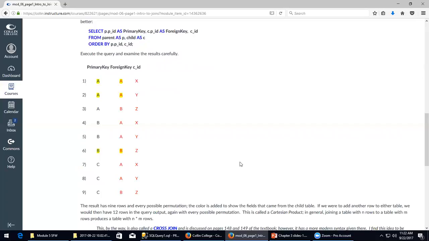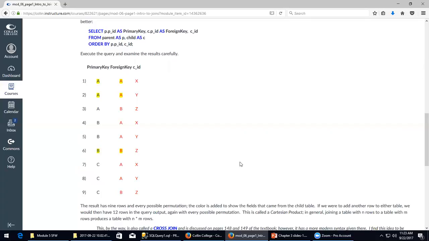All of the combinations. Every combination it could make. So I noticed that I got parent key A combined with every possible record in the child. Parent key B, 1, 2, 3 of those, combined with every possible child key, and parent key C combined with every possible child key. Okay, this is called a Cartesian product, and it's useful in many ways.